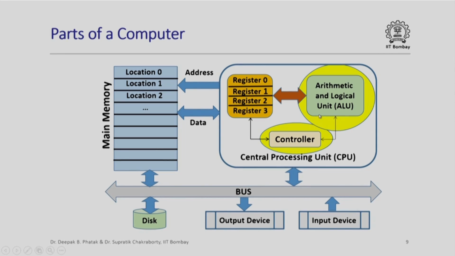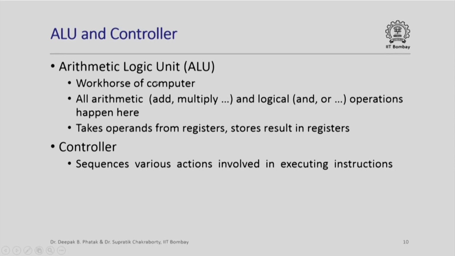Now here I have tried to highlight two other parts of the computer, the arithmetic and logic unit and a controller, which are also parts of the central processing unit. The arithmetic logic unit is really the workhorse of the computer. All the arithmetic operations like addition, multiplication, division, subtraction, and also all logical operations like logical ANDing, ORing, XORing, complementing, all of these happen here. The arithmetic logic unit usually takes operands from registers and stores the result back in registers.